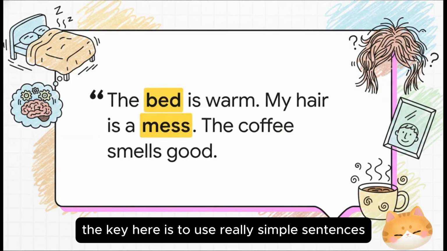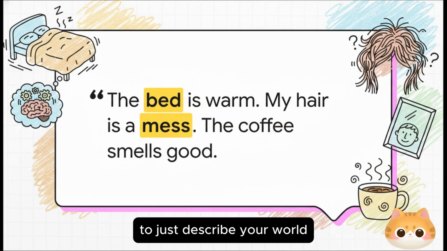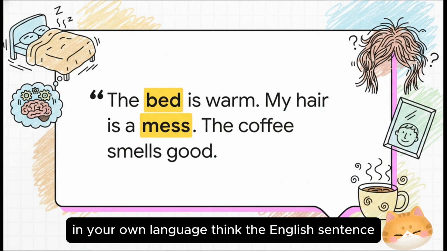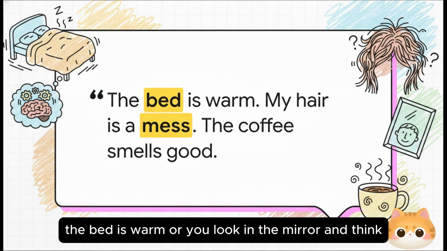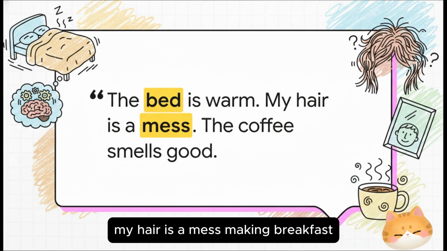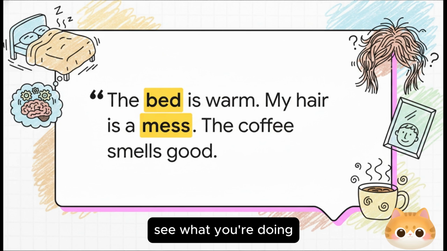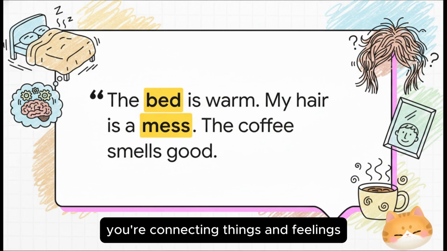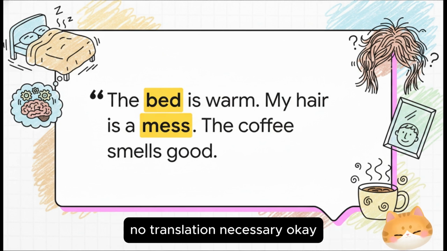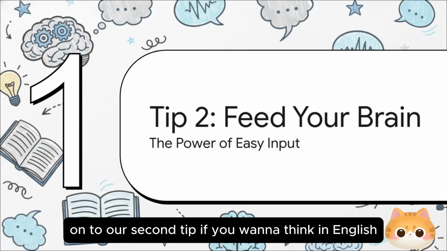The key here is to use really simple sentences to just describe your world. So when you wake up, instead of just thinking about your bed in your own language, think the English sentence, "The bed is warm." Or you look in the mirror and think, "My hair is a mess." Making breakfast? The coffee smells good. See what you're doing? You're connecting things and feelings directly to English words. No translation necessary. Okay, on to our second tip.